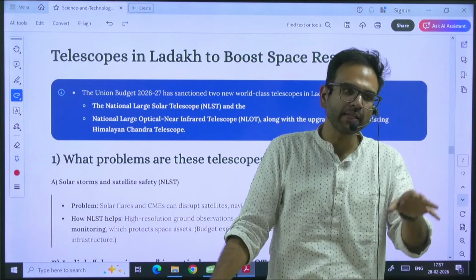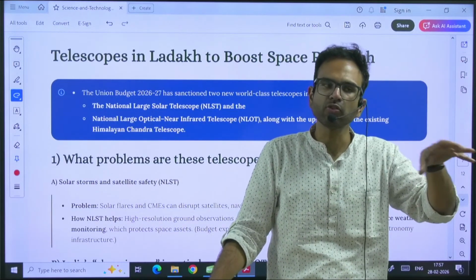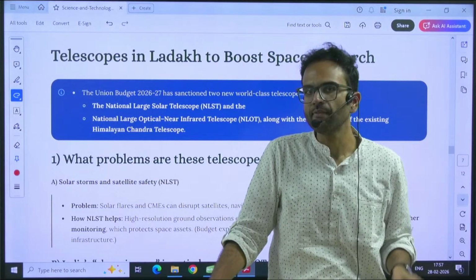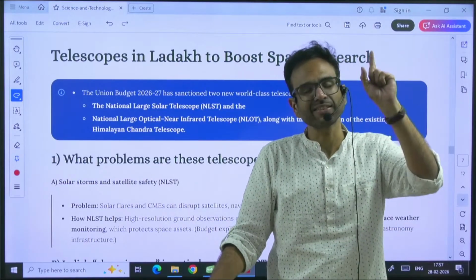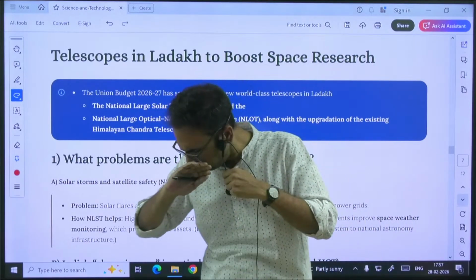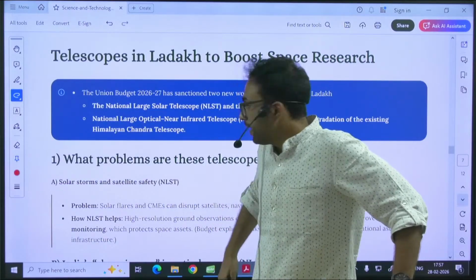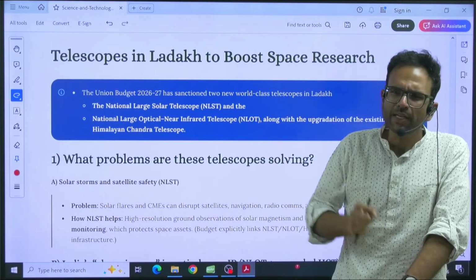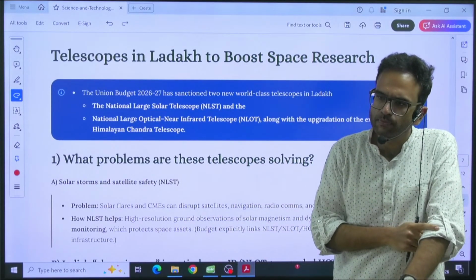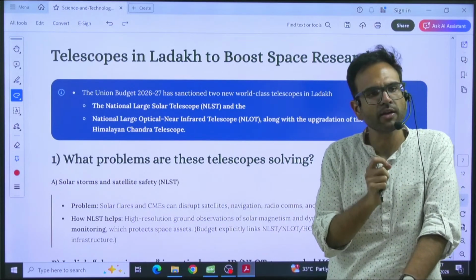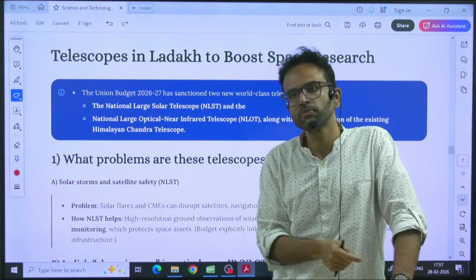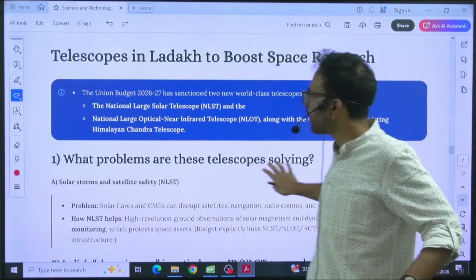So we will be putting them at an altitude where human beings don't usually stay. And we'll be putting them where the skies are very clear. And we will be pointing them towards very specific targets, because they are meant to solve a very specific problem. With this understanding, let us have a look at it.